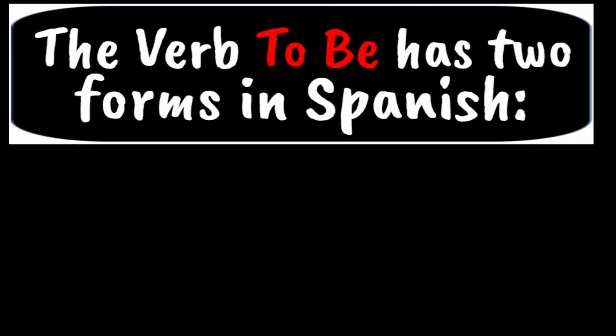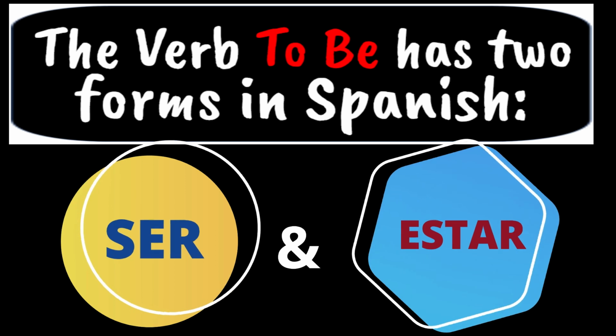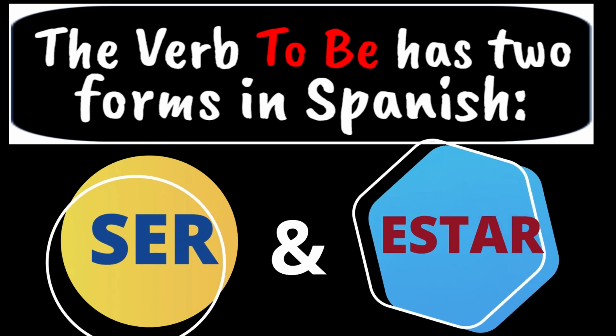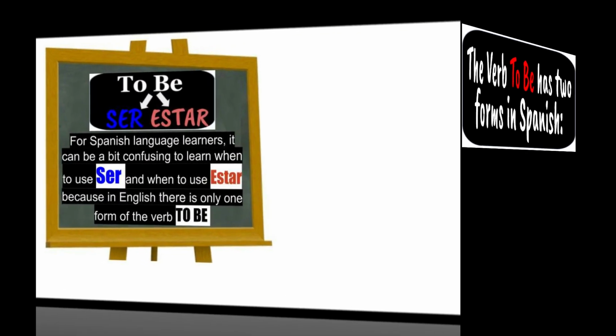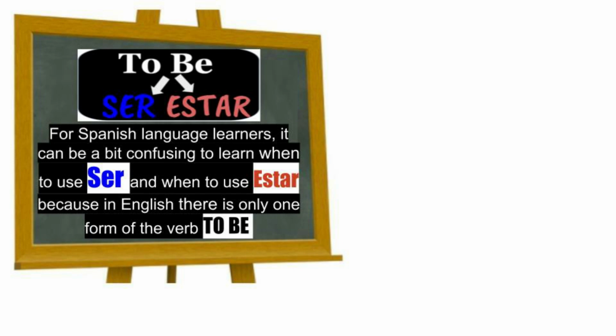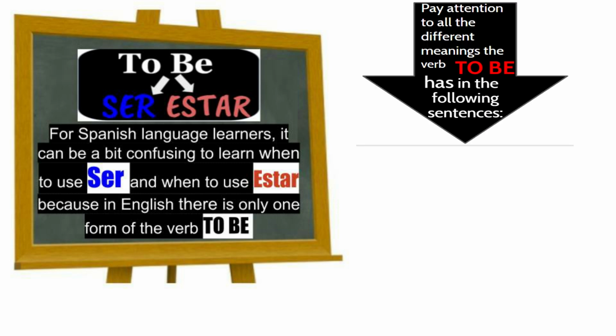The verb to be has two forms in Spanish, ser and estar. For Spanish language learners, it can be a bit confusing to learn when to use ser and when to use estar, because in English there is only one form of the verb to be. Pay attention to all the different meanings the verb to be has in the following sentences.